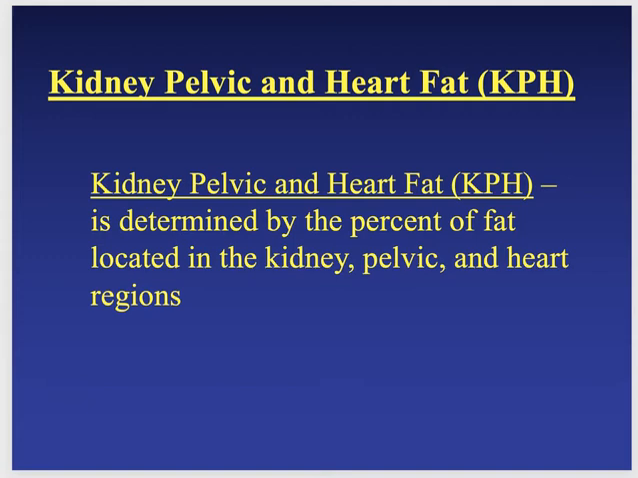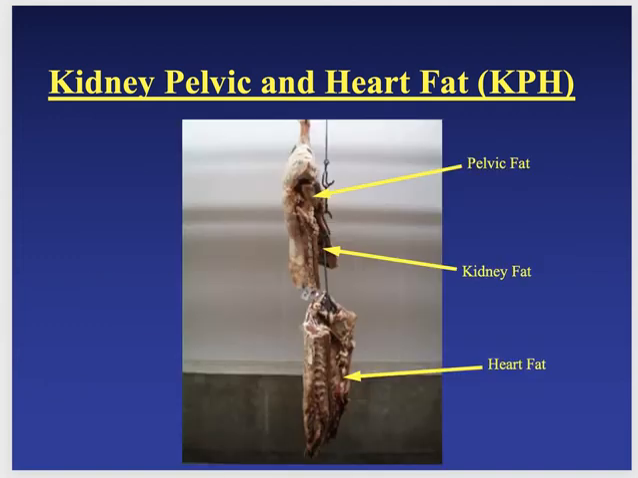But it determines by the percent of fat located in the kidney, pelvic, and heart regions of the actual carcass. And we're going to see a picture of that right now. So our pelvic fat is up here. So we got to remember, this is the hind leg of an animal. This is actually the shoulder. So the head would actually be attached right here if that animal is still alive.